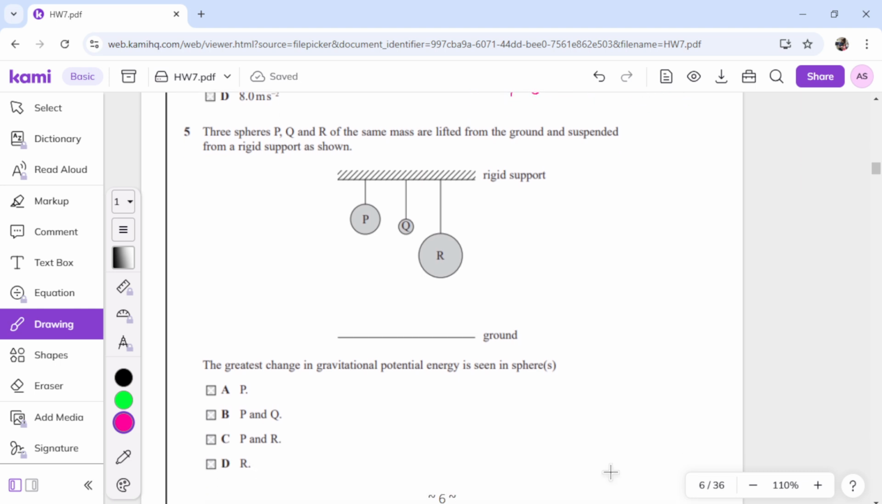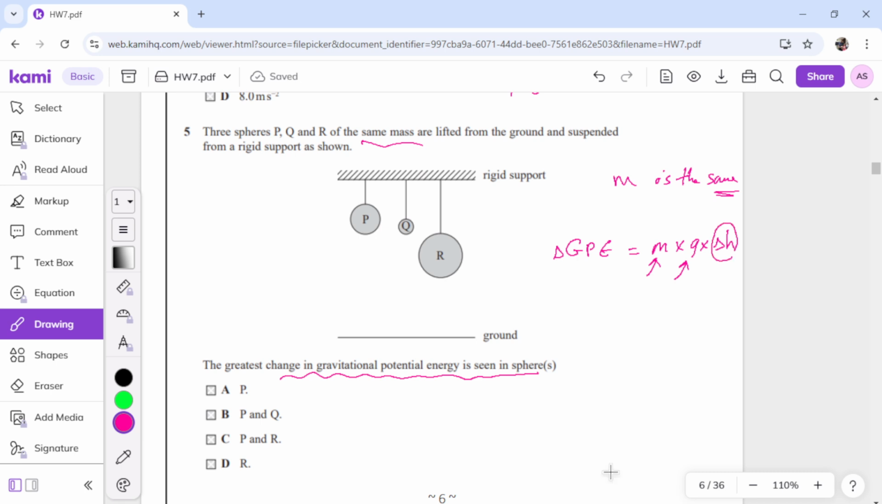These spheres P, Q and R have the same mass. So mass is the same. They are lifted from the ground and suspended from a rigid support as shown. The greatest change in gravitational potential energy is seen in which sphere? As you know, change in gravitational potential energy equals mass multiplied by g multiplied by delta h. Because all have the same mass and g is constant, we will compare between them for delta h.